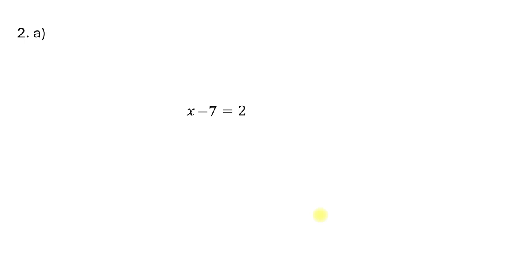Question 2 asked us to solve for x. So in these kinds of questions, we want to have the variable on the left-hand side and the numeric values on the right-hand side. So we'll take that negative 7, we'll bring it over to the other side where it becomes a positive 7, and then we can solve for x with its value of 9.